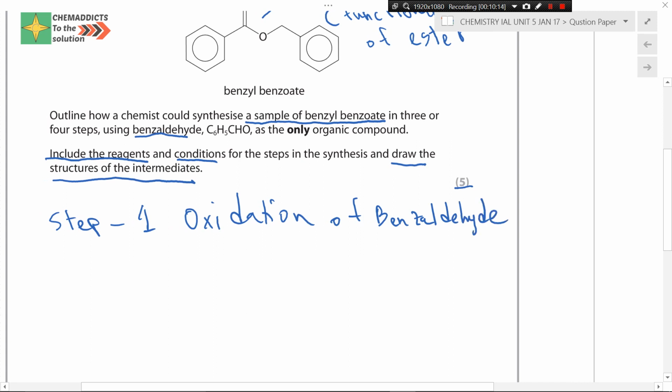Then we should include the reagent plus conditions for this reaction. The reagent would be concentrated sulfuric acid and dilute sulfuric acid and potassium hydroxide, and the condition would be heat under reflux. Then the structure of the intermediate, we should include the intermediate here. That is benzoic acid.